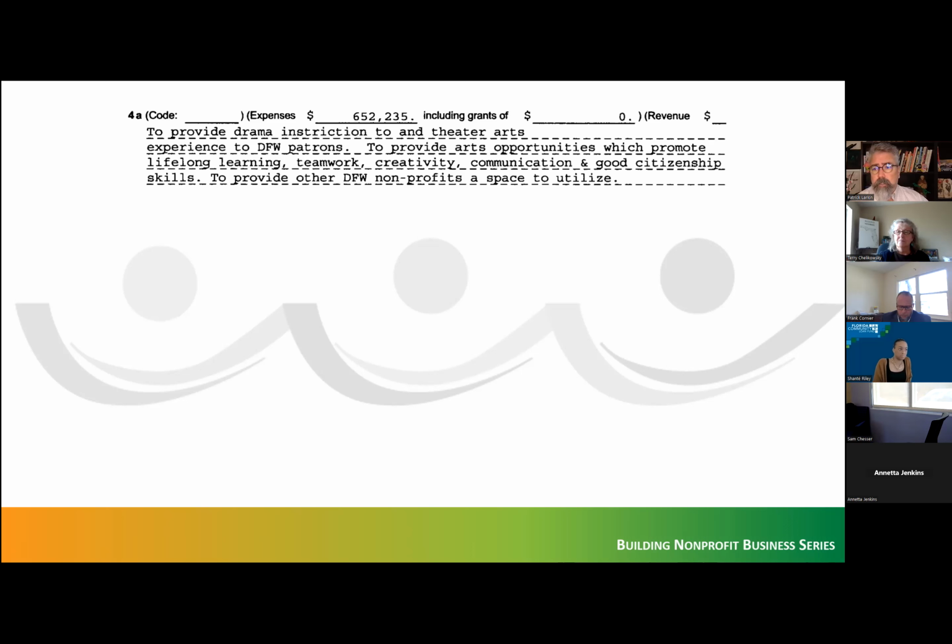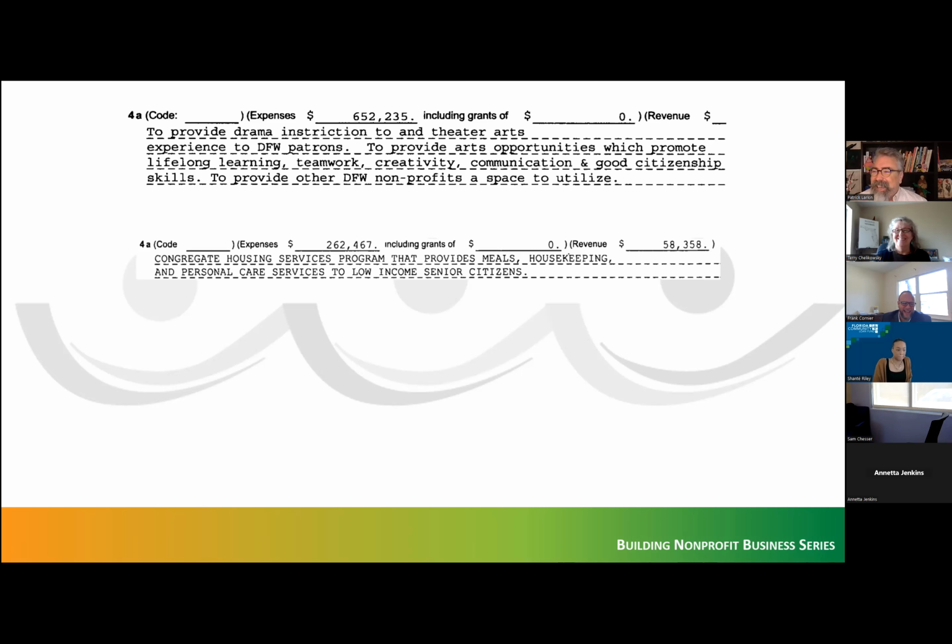But you also want to make sure that you use correct spelling on your 990 because it is a public document and people like me are going to judge you. Congregate Housing Services Program that provides meals, housekeeping, and personal care services to low-income senior citizens. Again, you can see the expenses associated with it. You can see the revenues associated with it. But what would have been much more helpful is if they actually talked about the number of meals or the number of individuals that they were serving by this particular program.